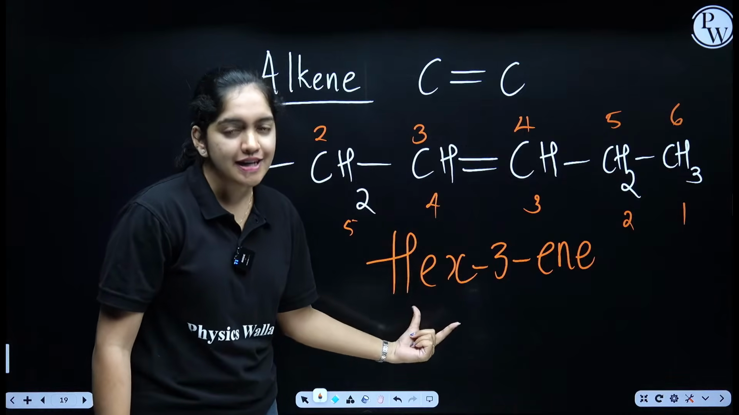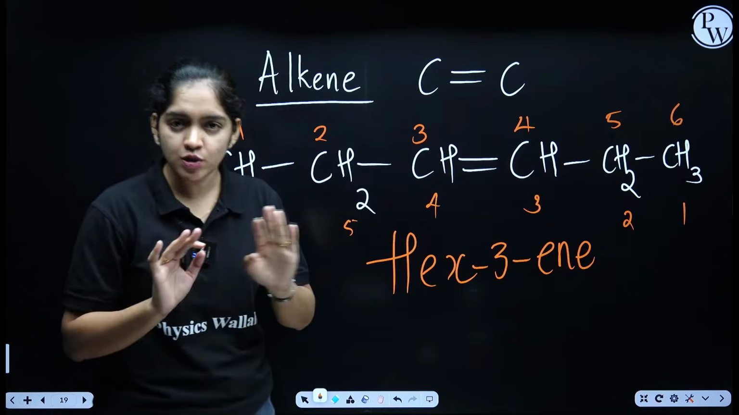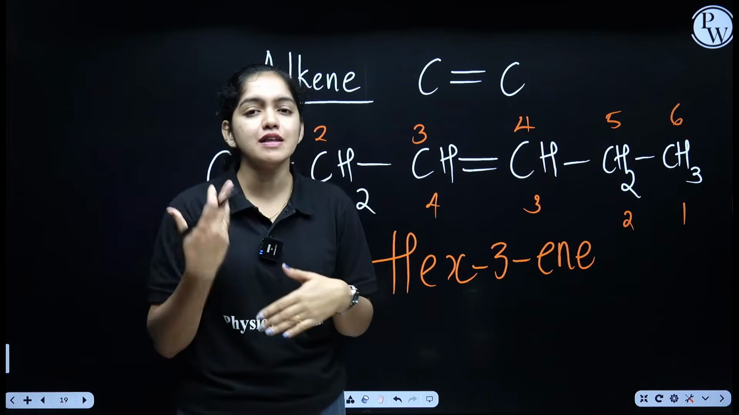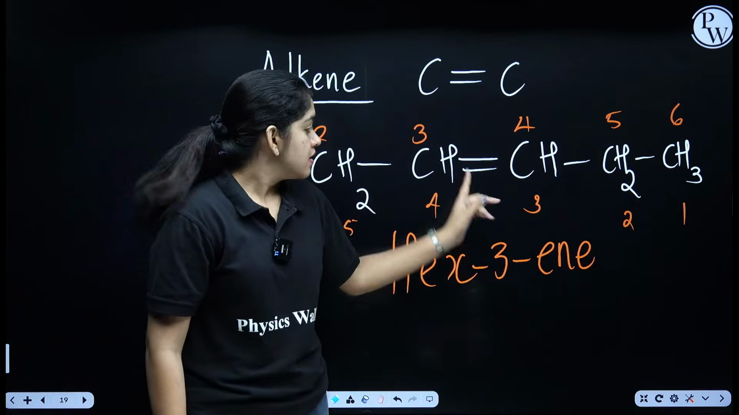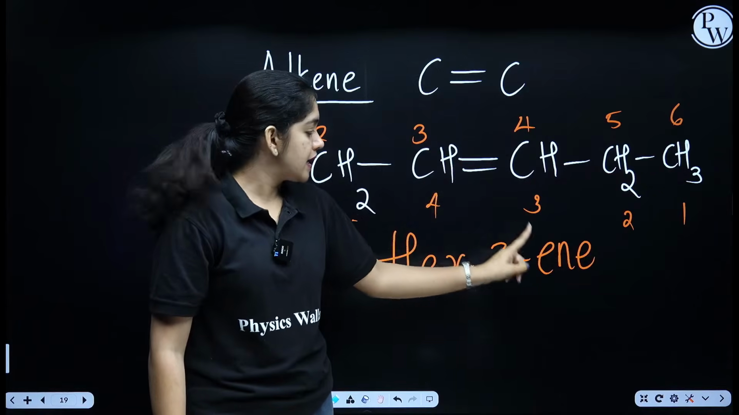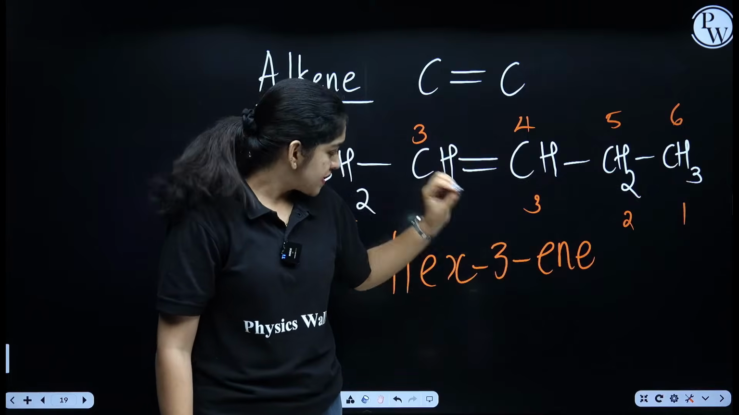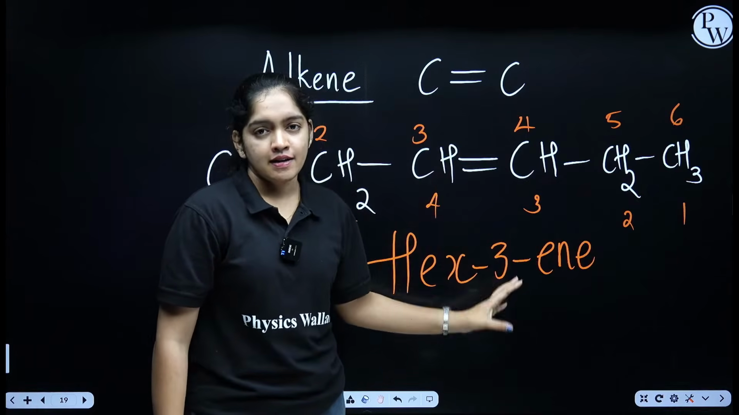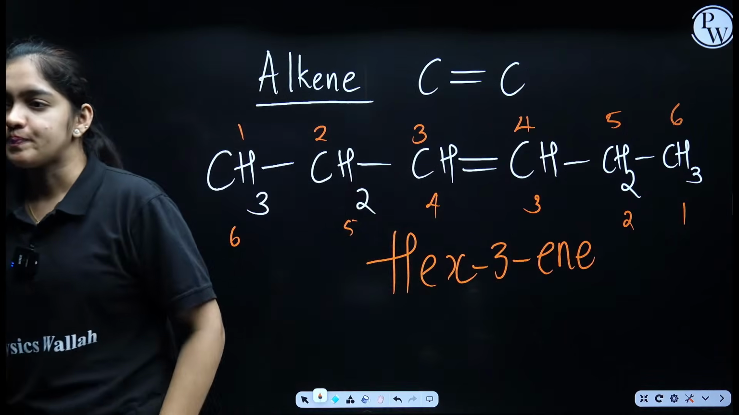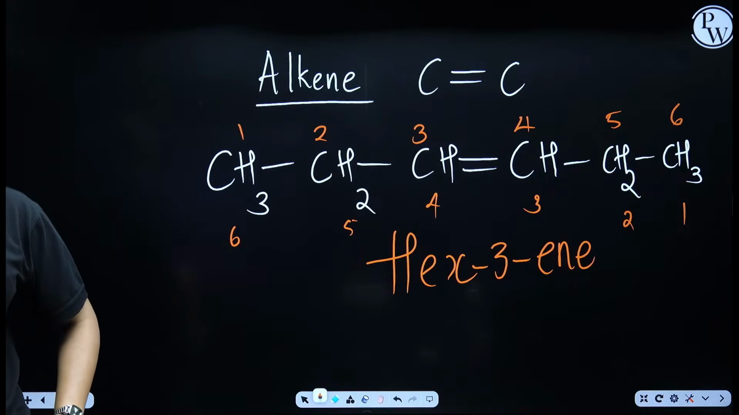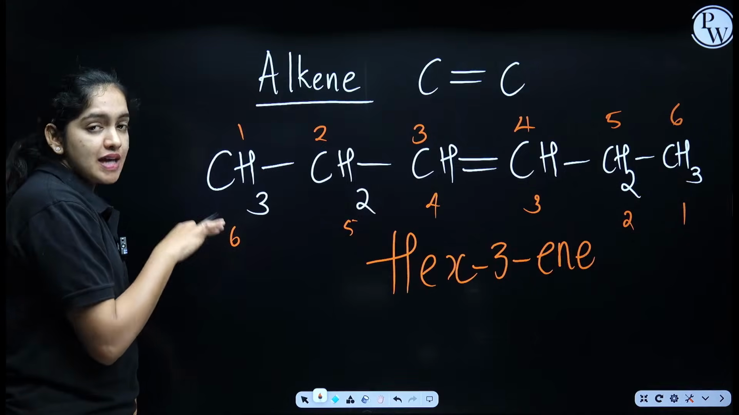First, write the parent name, that is hex. Then, mention the position of the double bond. If it is the first position, no need to mention the number. But if it is not at the first position, we should mention the number. Like hex, then 3, then the ending ENE for the double bond. Got it? Hex-3-ene. It means that hexene contains a double bond at the third position. Got it? Clear? Now, we can go with a branch question.